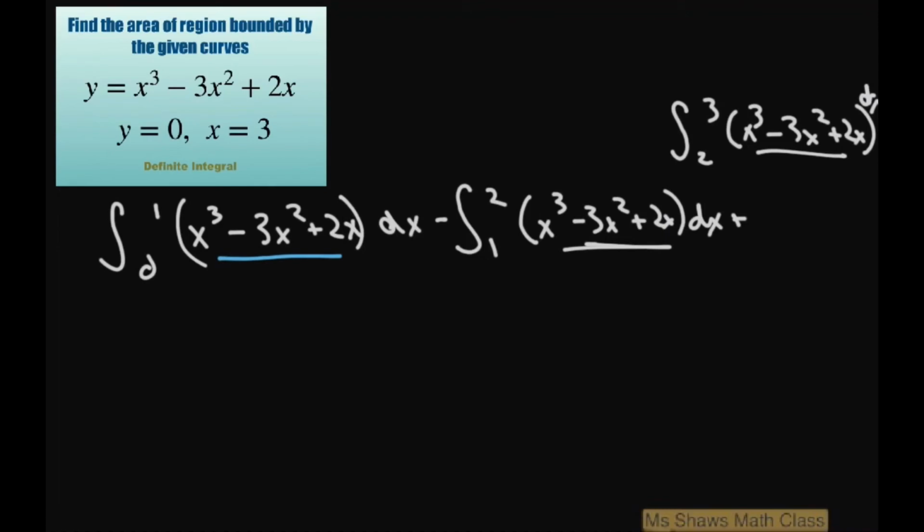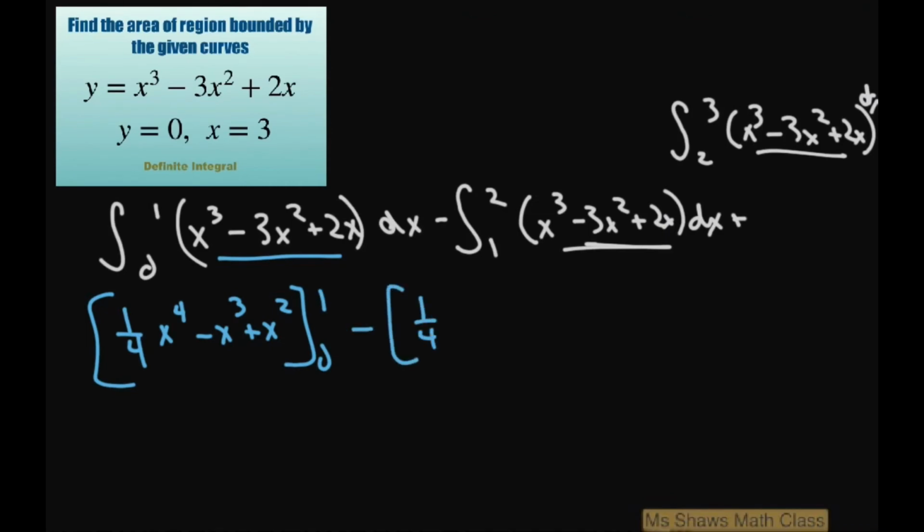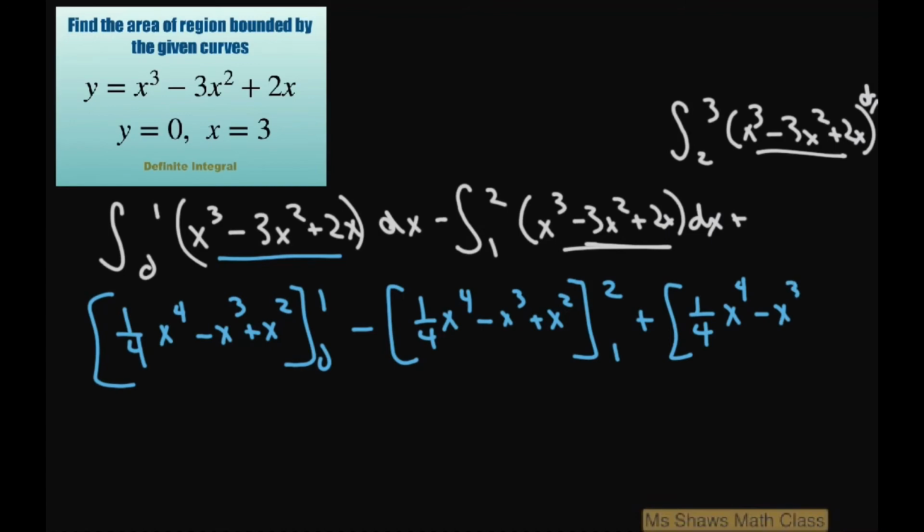That's going to be 1/4 x to the power of 4 minus x cubed plus x squared, evaluating this from 0 to 1. And then just keep copying it down: 1/4 x to the power of 4 minus x cubed plus x squared from 1 to 2, and then plus 1/4 x to the 4th power minus x cubed plus x squared from 2 to 3.